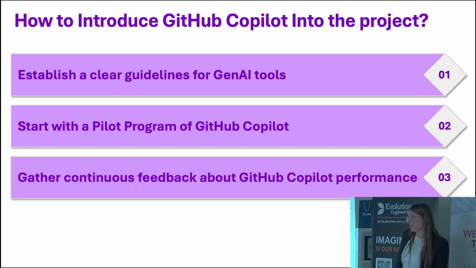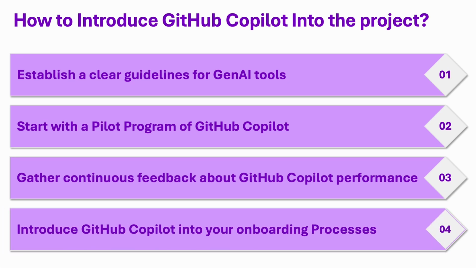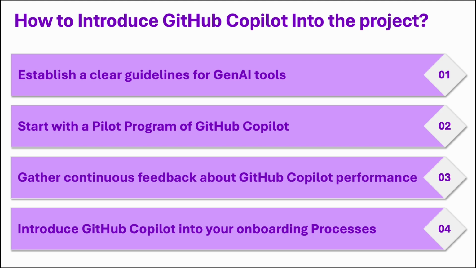What can GitHub Copilot complete better? What can GitHub Copilot complete worse? In what environments is it the most efficient? In what environments is it less efficient? All of this feedback helps you understand if GitHub Copilot is something that you really need, that you want to implement. And if you decided to implement it, you need to make GitHub Copilot part of your onboarding process.